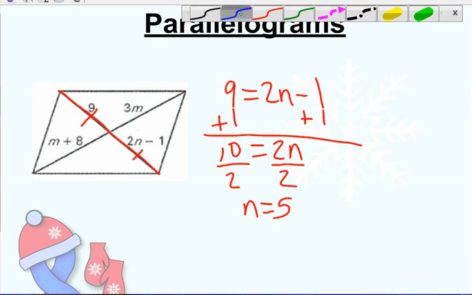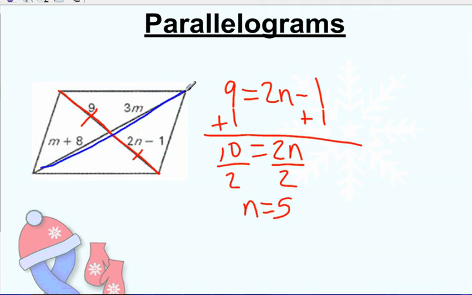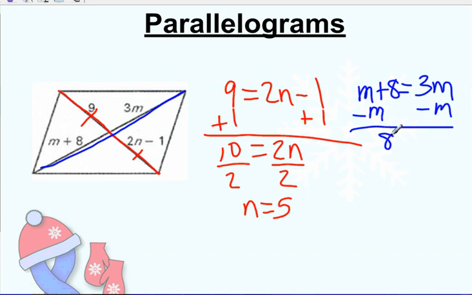Now I'm going to solve for m. Okay, the second diagonal there goes from the bottom left to the top right. Again, these pieces are equal. So m plus 8 equals 3m. We're going to subtract m from both sides. So we get 8 equals 2m. Divide by 2. And m equals 4. You do have to have all of these properties memorized. So my suggestion to you is to start making flashcards now so that you can remember them. Please show me these flashcards in class when I see you next.